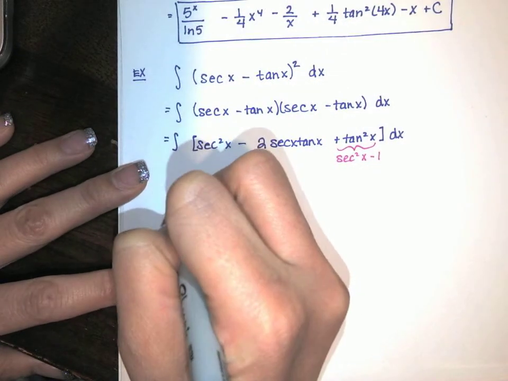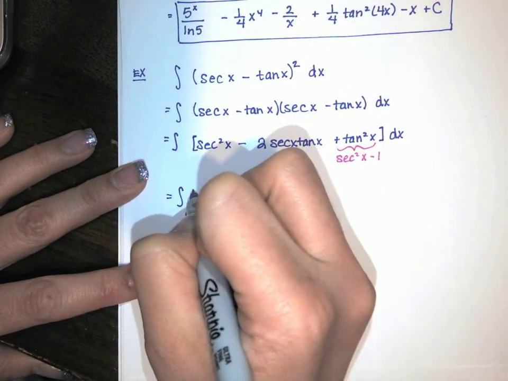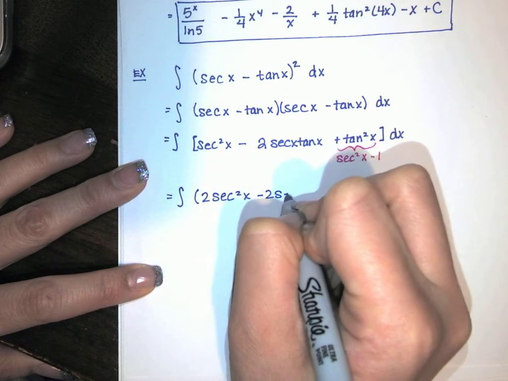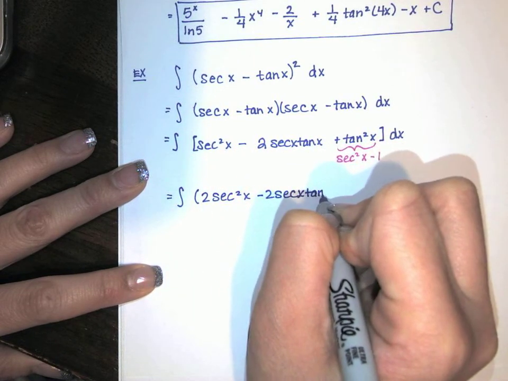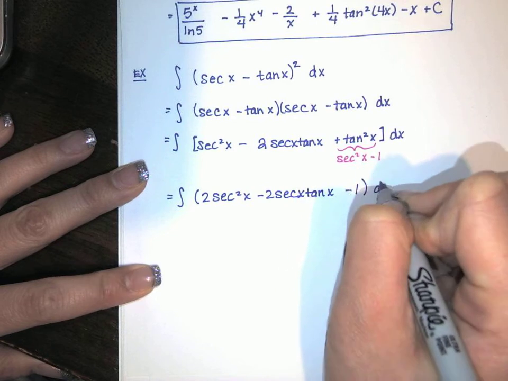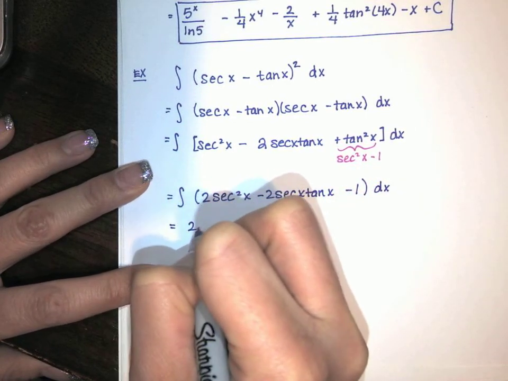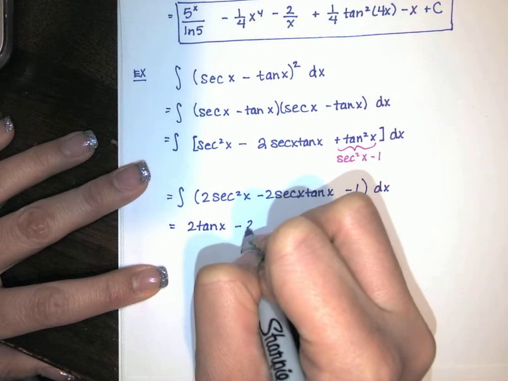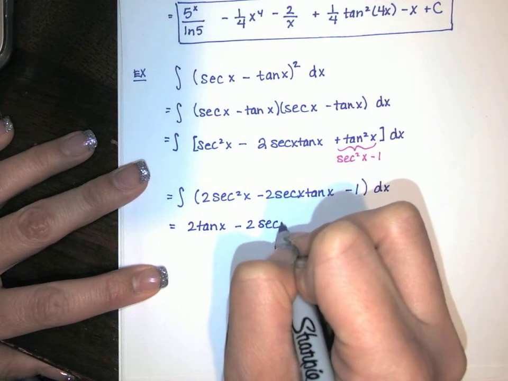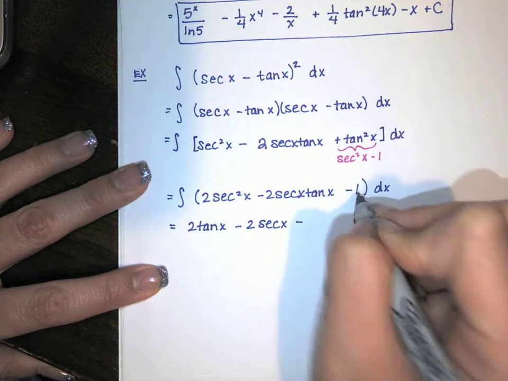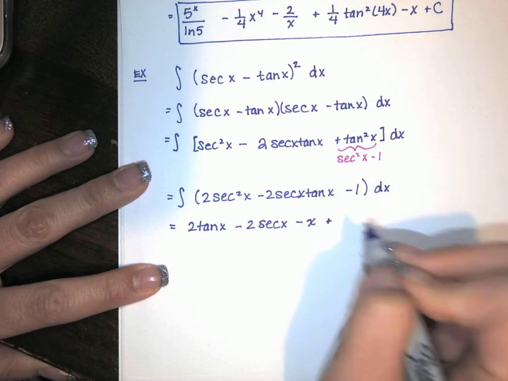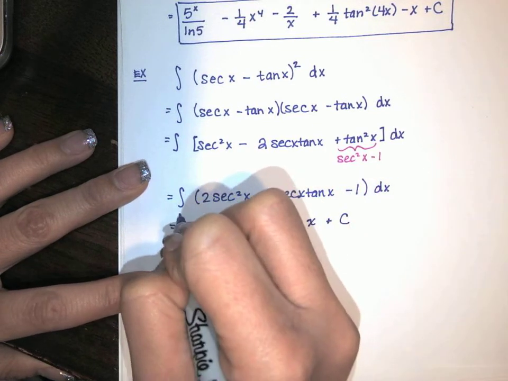So this simplifies. I've got that secant squared in that one, so I've got 2 of them. And the minus 1 is still there. We can antidifferentiate. Antiderivative of secant squared is tangent. Antiderivative of secant times tangent is secant. And don't forget, the antiderivative of 1 is just that constant times your variable, which happens to be x plus c.